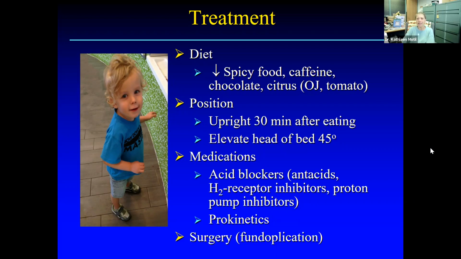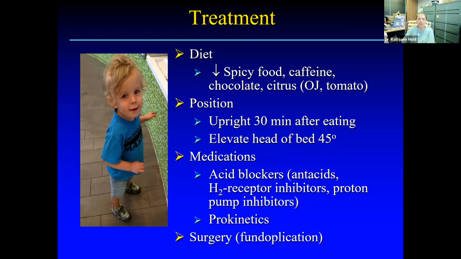We know that we like to keep children upright for 30 minutes after eating. And if you can, elevate the head of the bed 45 degrees by putting something like a cinder block under the legs. That's a good choice. Although a lot of times the children are mobile, and so they very often move around.